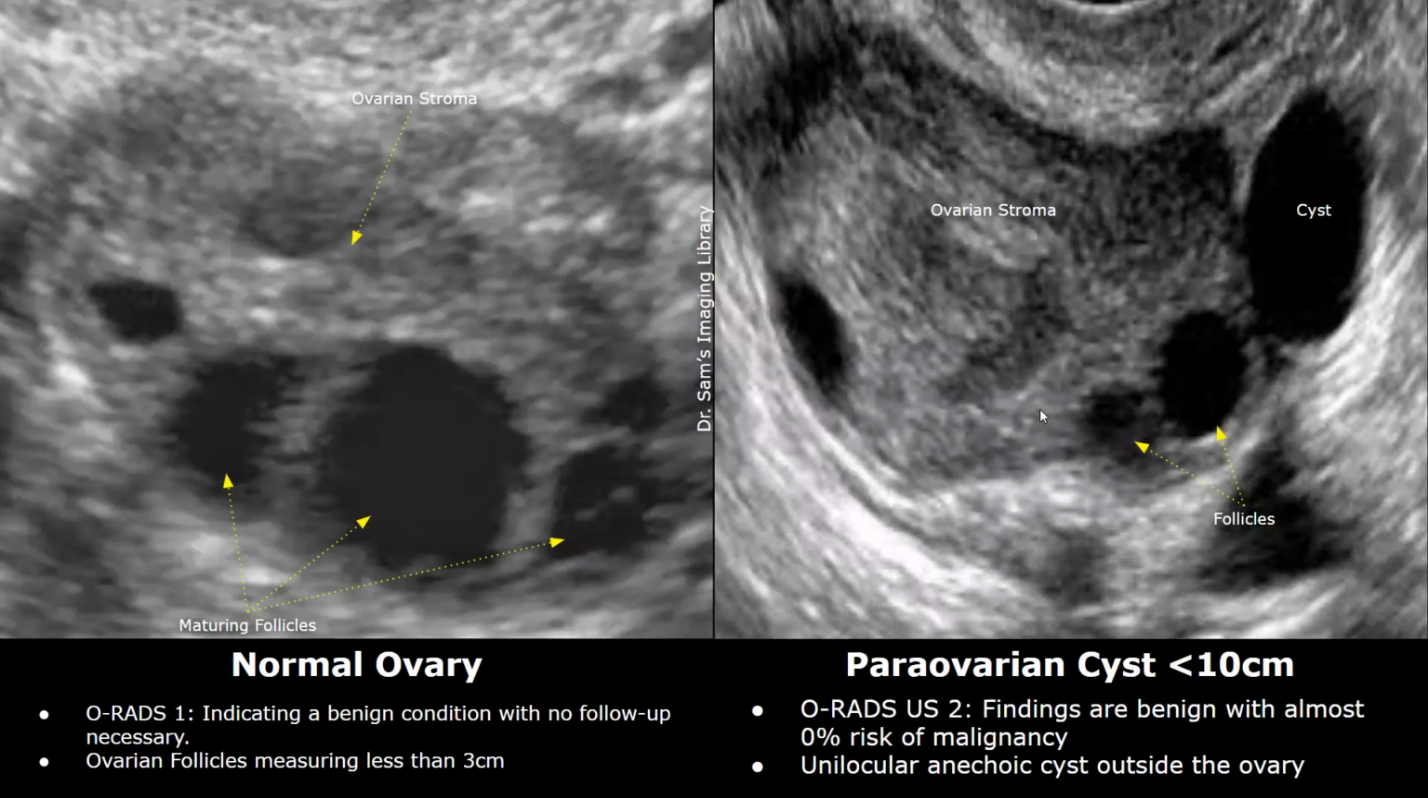A para-ovarian cyst is found outside the ovary and is usually next to the ovary. It will be a unilocular anechoic cyst separate from the ovary. If the para-ovarian cyst measures less than 10 centimeters, it falls under O-RADS 2.